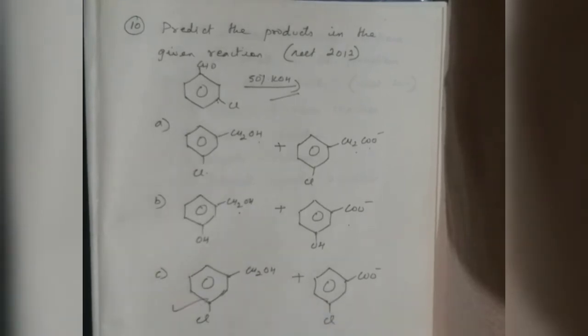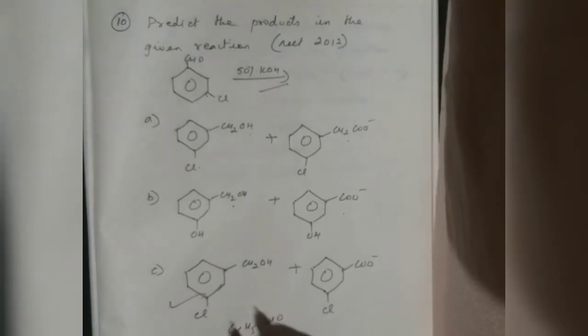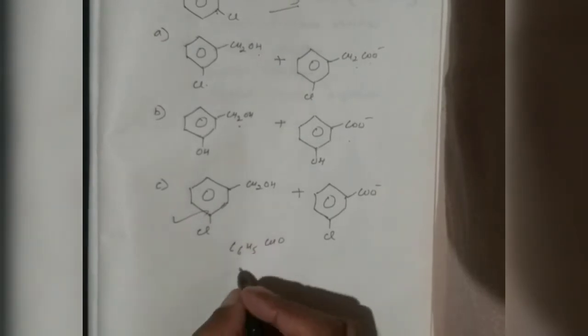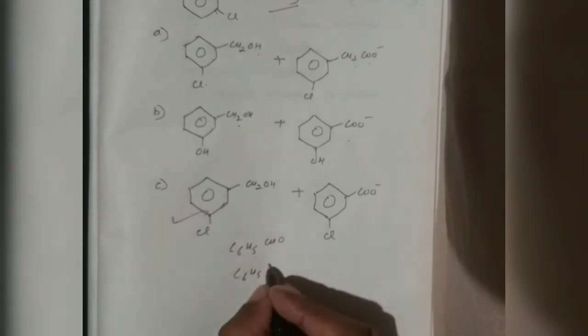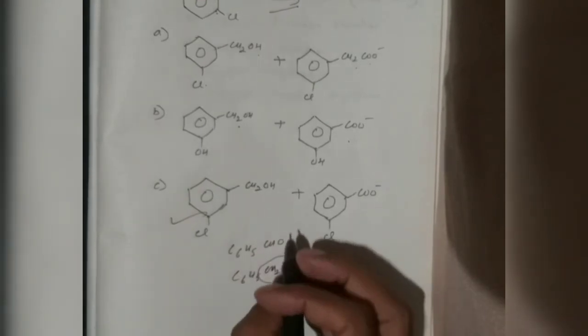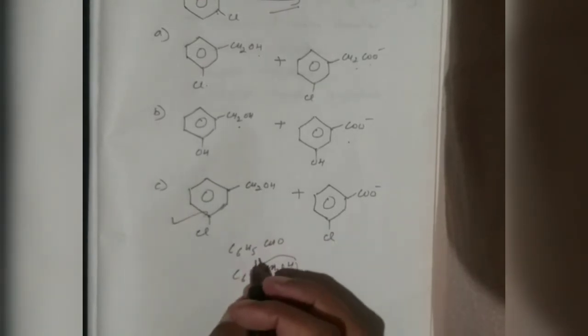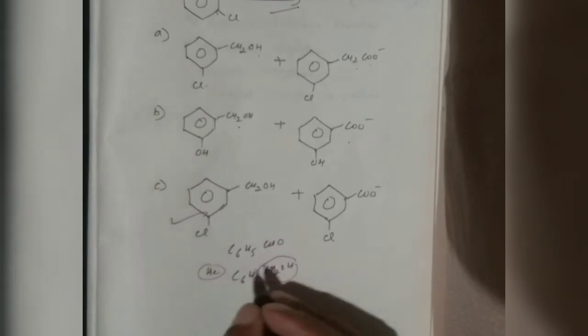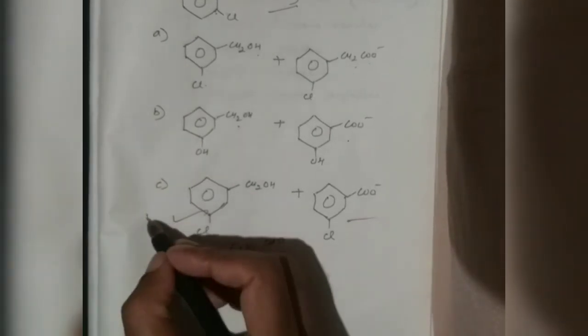So we can go with option C, because we know that it is C6H5CHO. What happens is you add that hydrogen here, so you get what? C6H5CH2OH. So CH2OH will be the alcohol in this case, because in Cannizzaro we know that in one case we are adding the hydrogen and second will be the ionic part. So the option will be C.